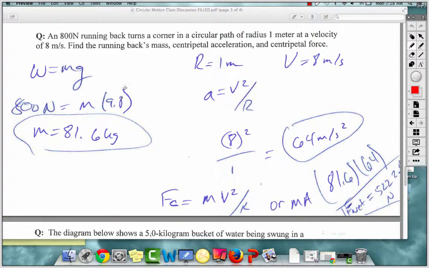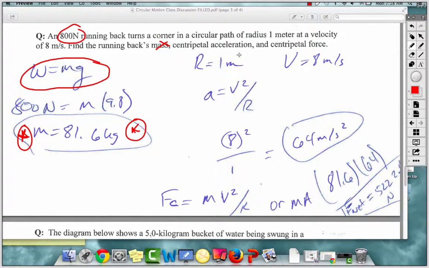First, to get his mass, this is really some stuff from chapter 4. Here's the formula for weight: weight equals mg. They give us the running back's weight, 800 newtons. I know little g is 9.8, so I'm going to take 800 divided by 9.8 to get a mass of 81.6 kilograms. I just have a feeling we're going to be using this somewhere else in this problem, so I'm going to put some stars by it to help remember that. So we got the mass, check.